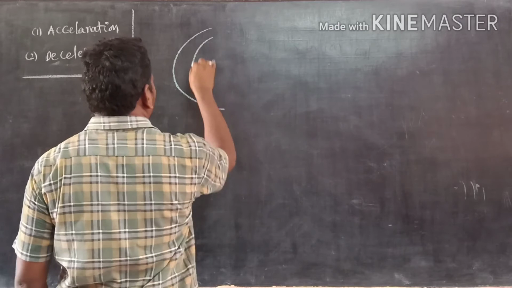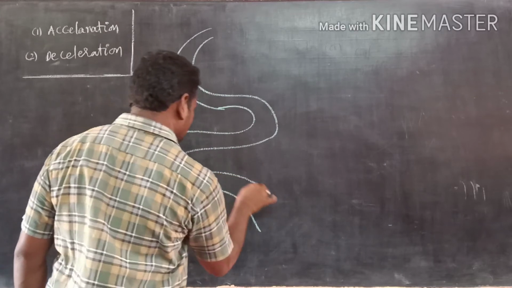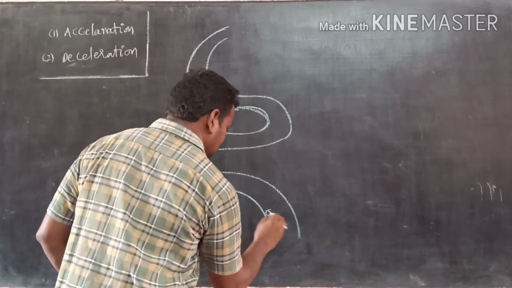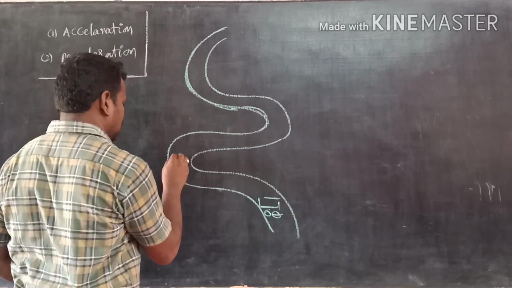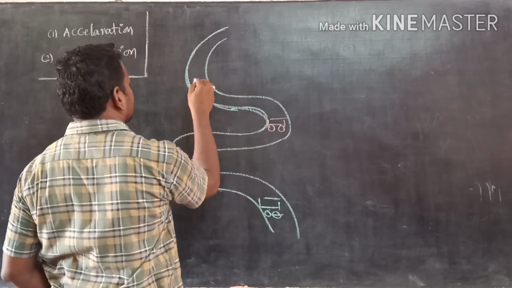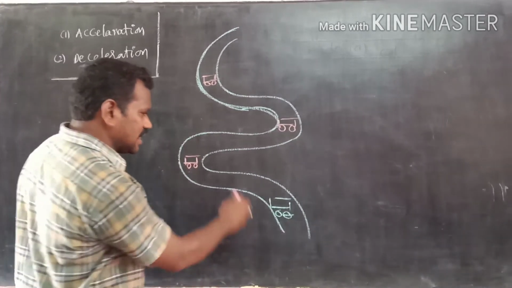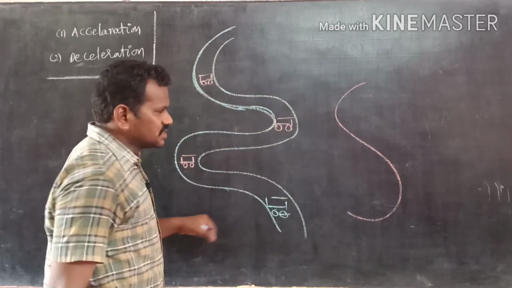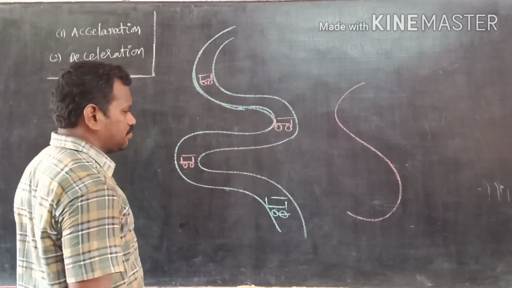For example, if the bus is moving in a curved path, see here, this is the curved path where the bus is moving. Like this, suddenly the curved paths are there. Whenever the bus is moving in this curved path, in the first case the bus is here. In the next case, the bus is here. In the next case, the bus is here. Here, the bus is here. Whenever the bus is taking different kinds of paths, we can represent it in this form. Means the bus is moving in a curved path, whatever the direction may be.